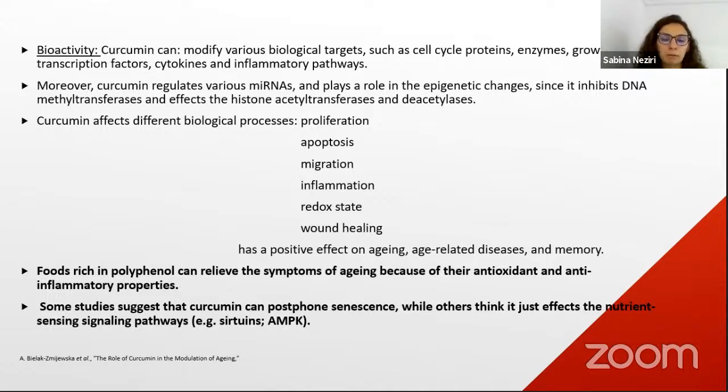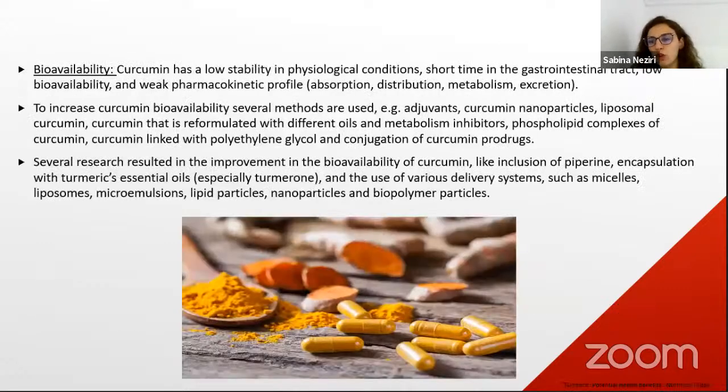But the bioavailability of curcumin is really low, because in the gastrointestinal tract it stays for a small amount of time and is quickly absorbed. So to increase this bioavailability, it's important for us scientists to use adjuvants, curcumin nanoparticles, or reformulate curcumin with different oils or metabolism inhibitors, in order for people to be able to take the needed dose of curcumin.